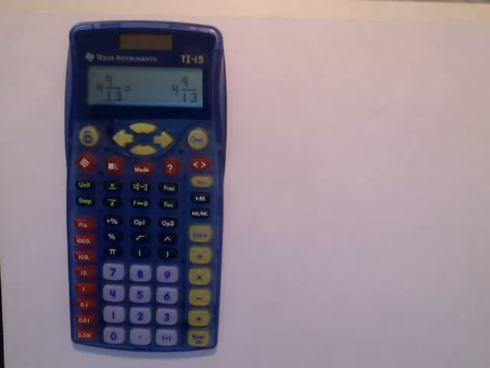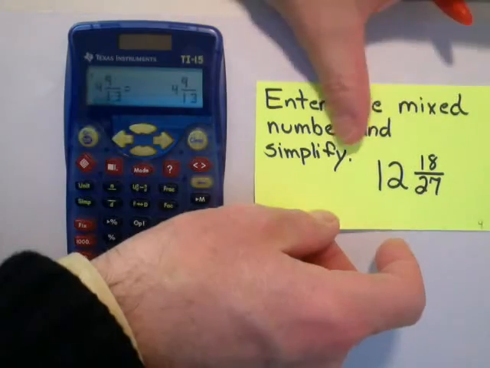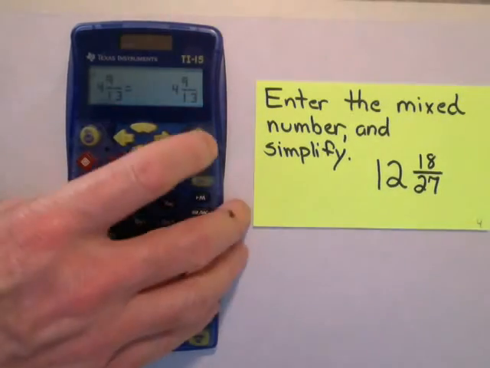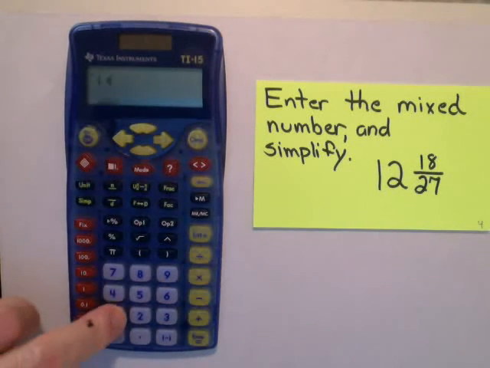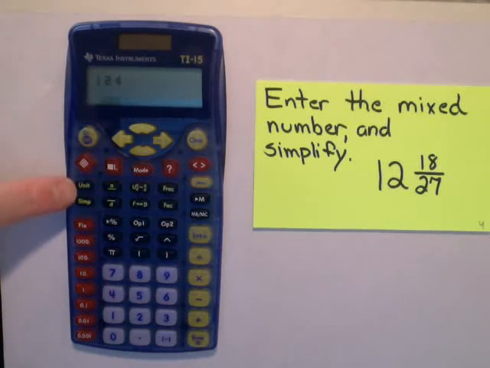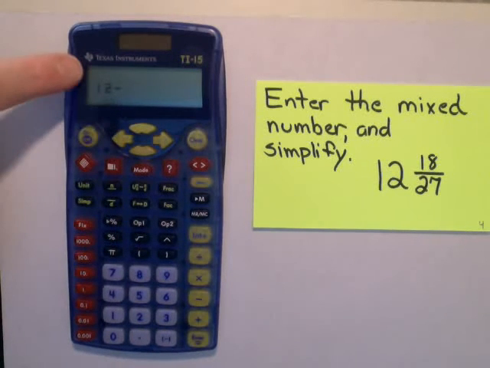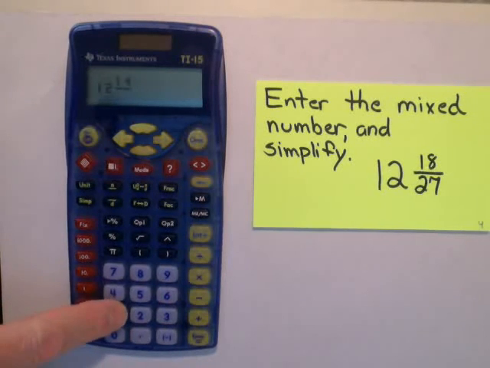Now we're going to talk about entering a mixed number and simplifying it. Okay? So we clear our calculator, and we want to put 12 in first. So we put 12 in. 12 will be our whole number, so we have to hit the unit key. Now it wants our numerator, which is 18. So we put 18 in.